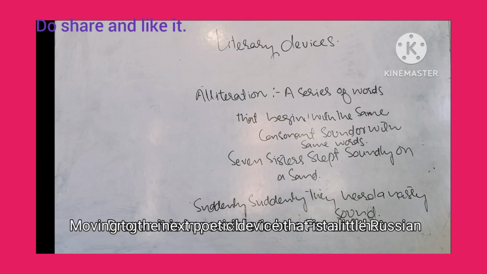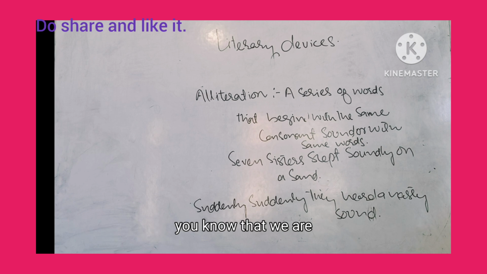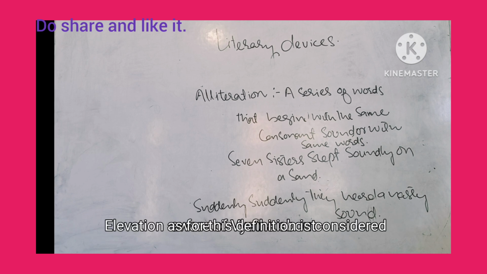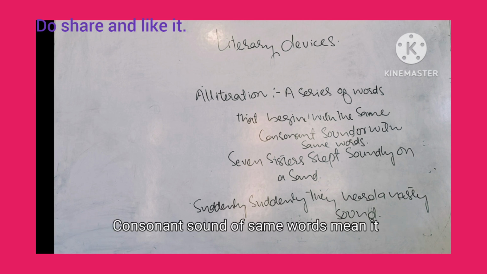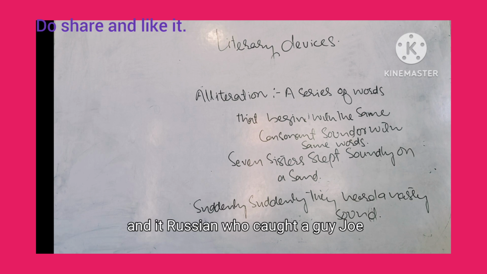Next poetic device is alliteration. Alliteration, as per its definition, means a series of words that begin with the same consonant sound or with the same words.